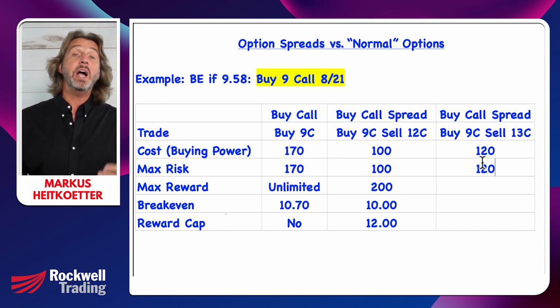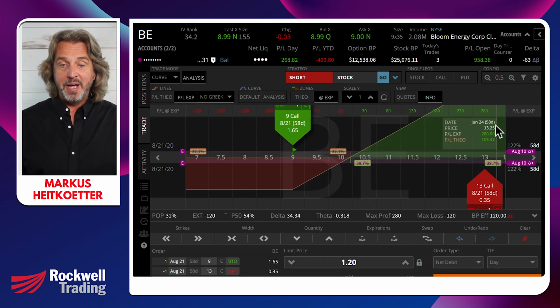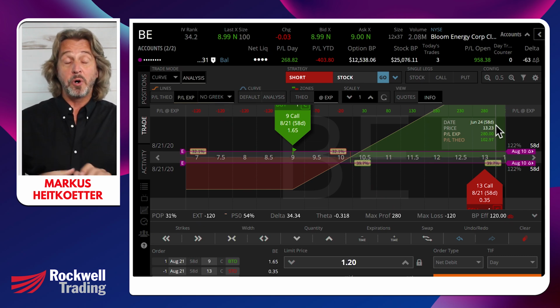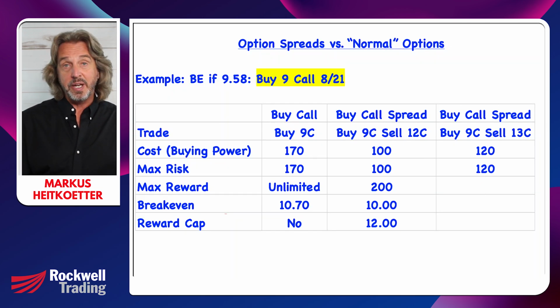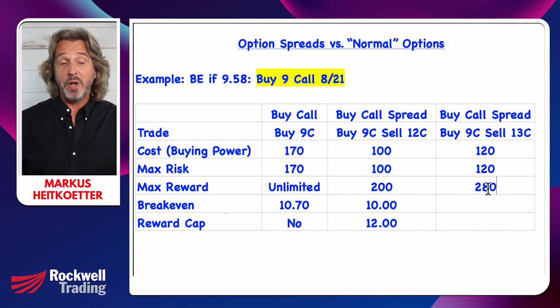So you might say, why would we risk more? Why would we pay more? Well, this is where the max reward now is higher. So our max reward for this trade, as you can see right here, is $280. So again, your broker platform can show you this. There's other videos that explain exactly how to calculate it. If you want, we can go over this. But you see, your max reward is $280.